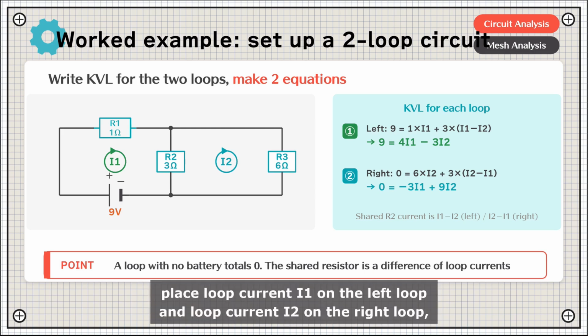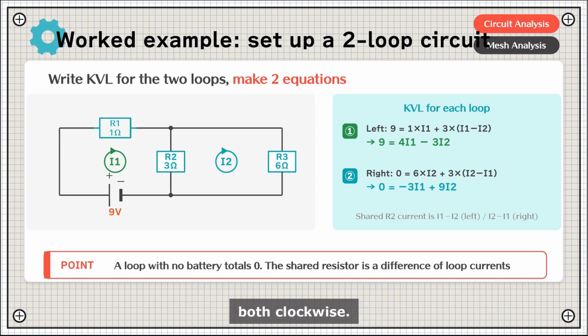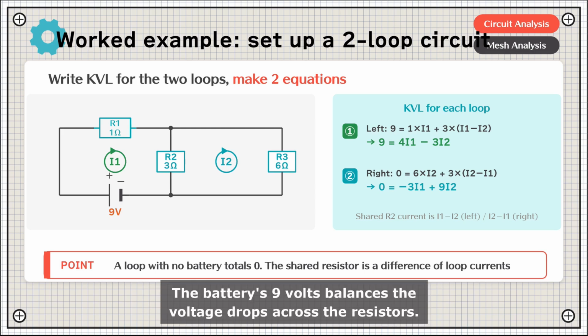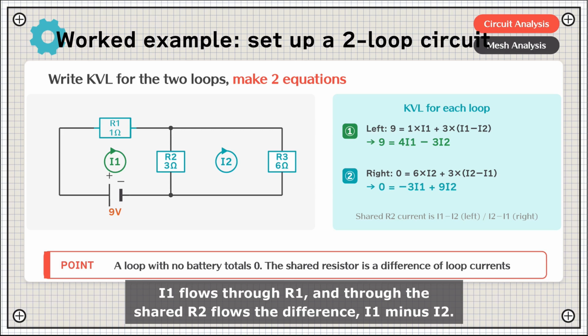First place loop current I1 on the left loop and loop current I2 on the right loop, both clockwise. Let's write KVL for the left loop. The battery's 9 volts balances the voltage drops across the resistors. I1 flows through R1, and through the shared R2 flows the difference, I1 minus I2.